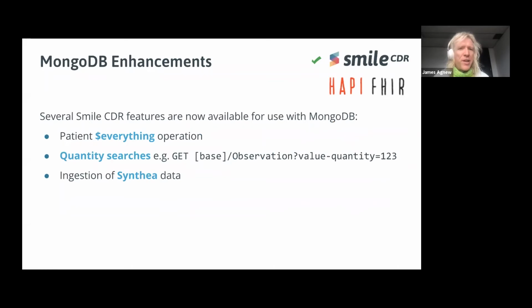On the MongoDB front, we have put a bunch of work into that. As I just mentioned, we now support $everything on Mongo. We also support quantity searches, meaning the type of search I've got on the screen right now. So I'm looking for observations, for example, where the value is at or above or below a specific threshold. We have also fixed a couple of issues that prevented successful ingestion of Synthea data. So Synthea data can now be ingested into Mongo as well, which is awesome.